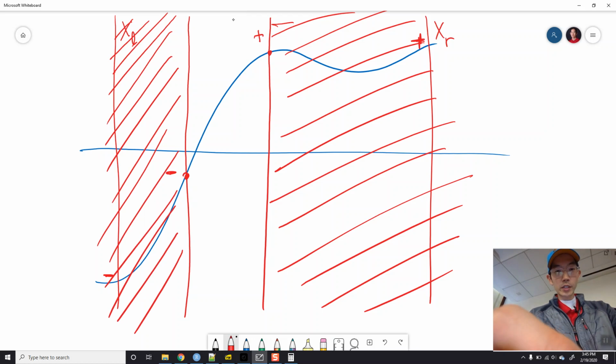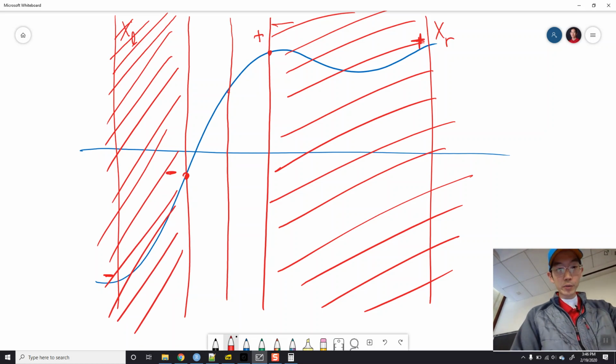Okay, and then I take the midpoint, I cut it in half, and I say, well, what is the value of the function here? And this is positive. Okay, so then I throw this side away.